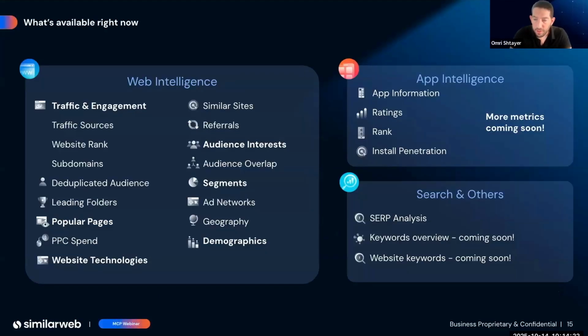We're covering essentially over 100 metrics at this point in time in those categories that you see highlighted here, from traffic and engagement to audience analysis, segment demographics, and the deep dive into the actual websites, folders, popular pages, and technologies. We also have app intelligence data in our API, and more metrics coming soon. And essentially search, which we are just now releasing, keywords data available on the API very quickly, and very great metrics.